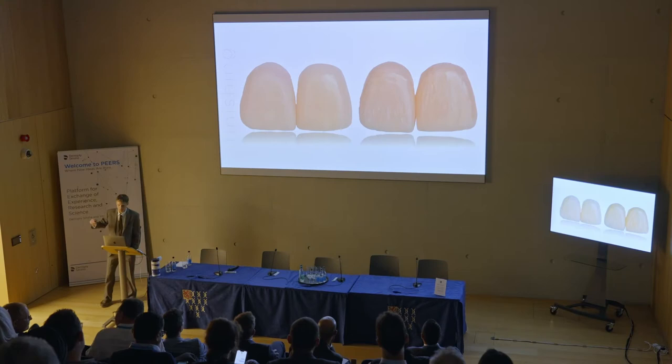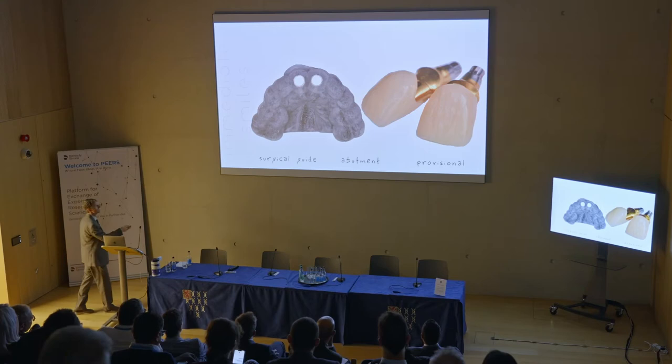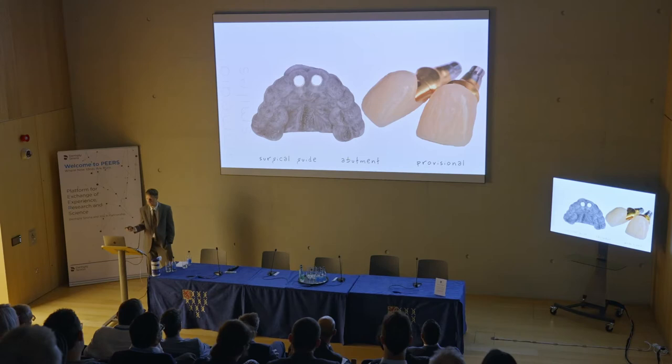And then at this point, I have all the things ready that I need to be able to go to surgery, okay? I've got my surgical guide, I've got my provisionals, I've got my abutments, and again, these are screw-retained provisionals with holes on the lingual to make it screw-retained, okay? So, let's go to surgery and start seeing some of the other areas where I've screwed up.